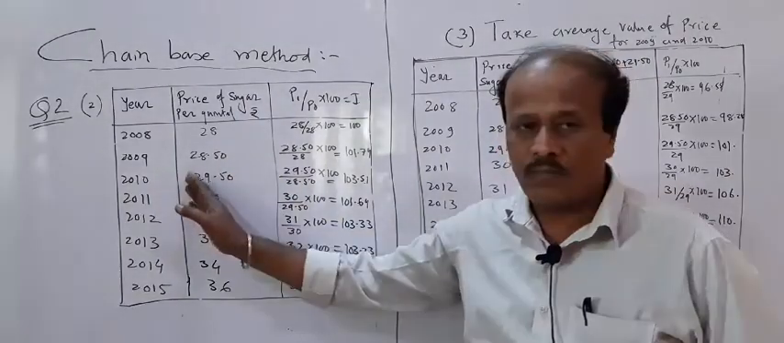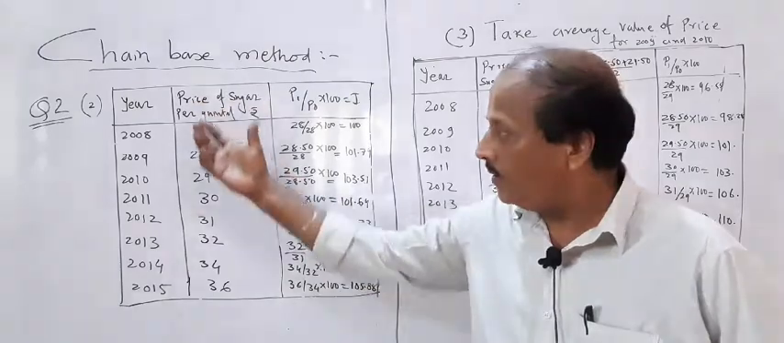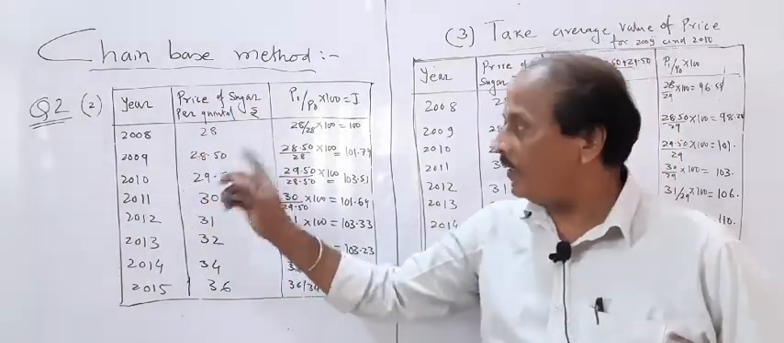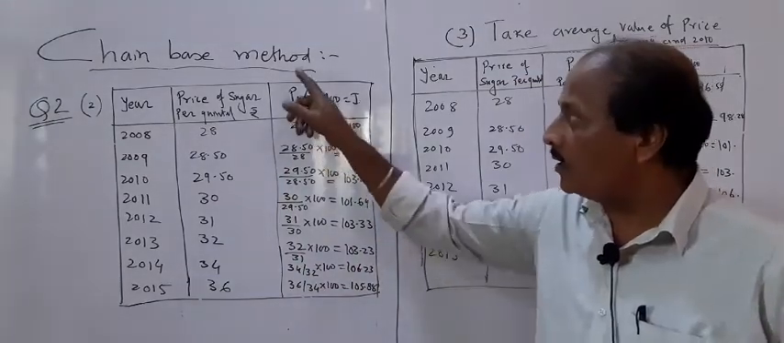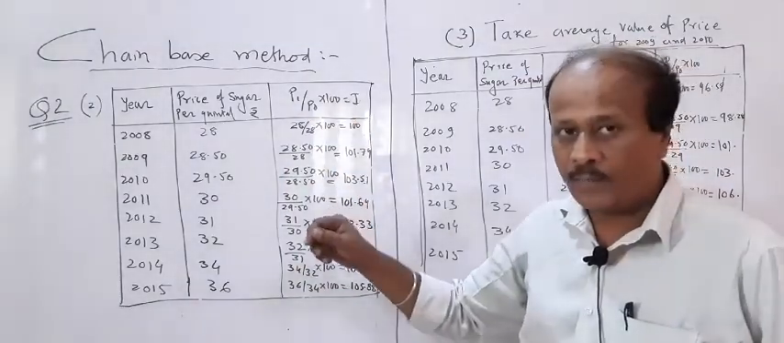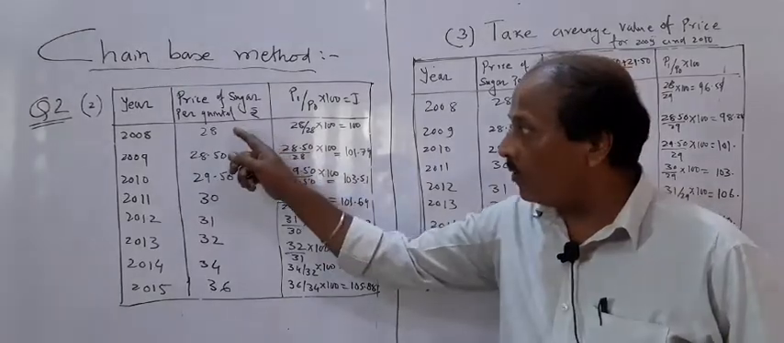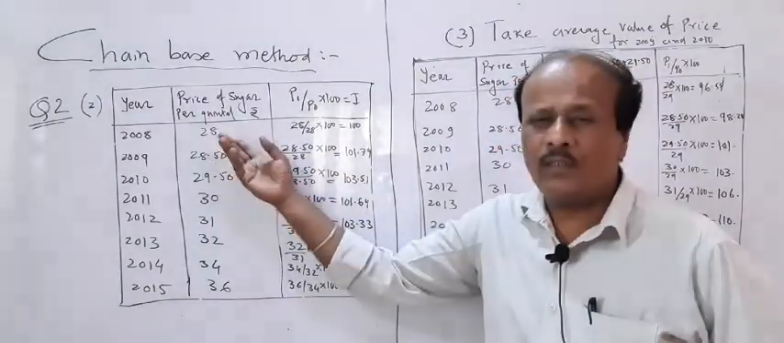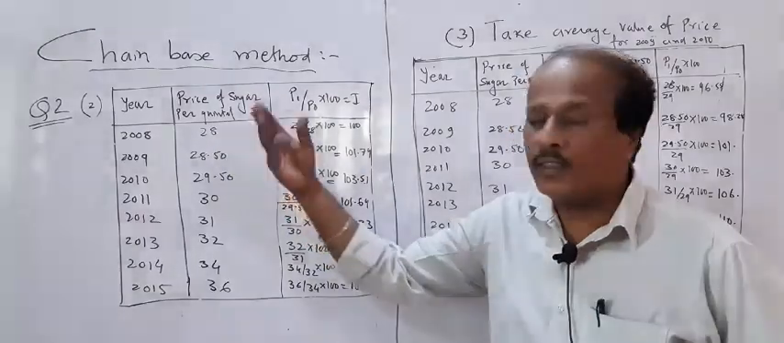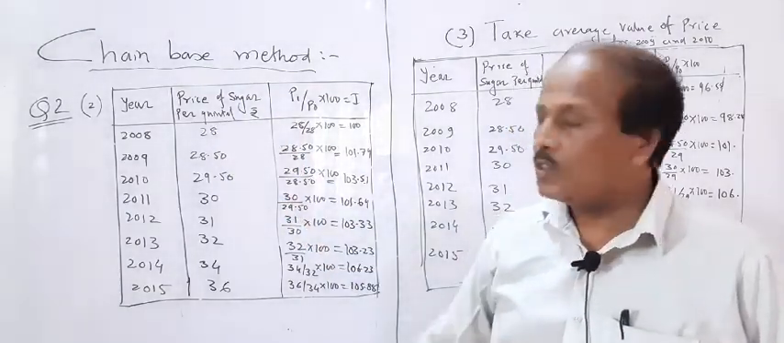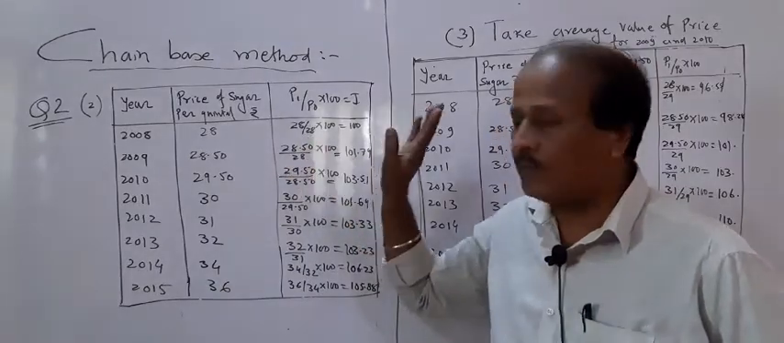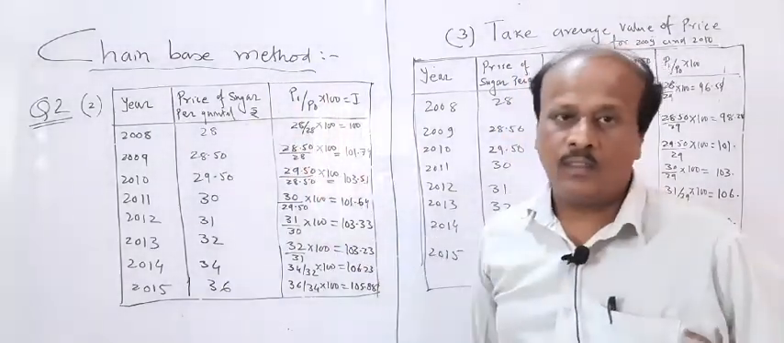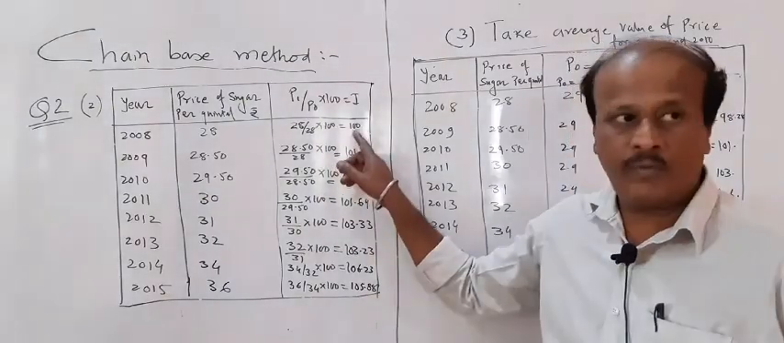So these two columns will be given to you horizontally; make it vertical. Read the question carefully. Then, if it is a chain based method, what will happen? The price value of the current year, that is 28, divided by, here there is no possibility of taking any other year's price, so 28 divided by 28 multiplied by 100. So the first one will be as it is, as it was in the earlier method also. So it will be 100.